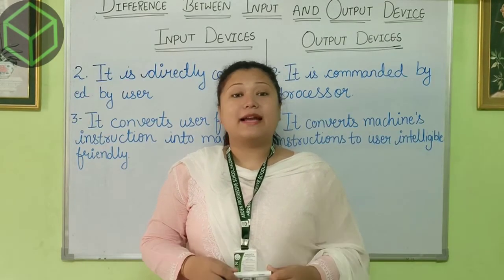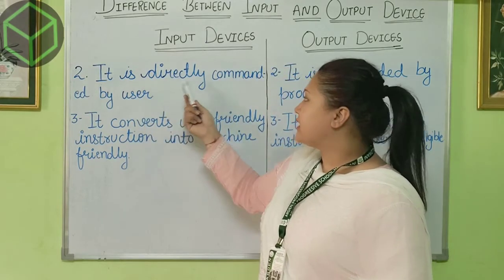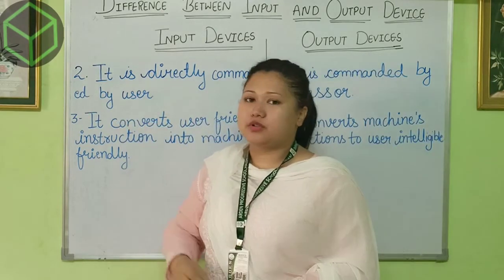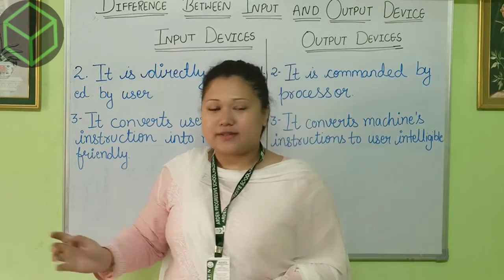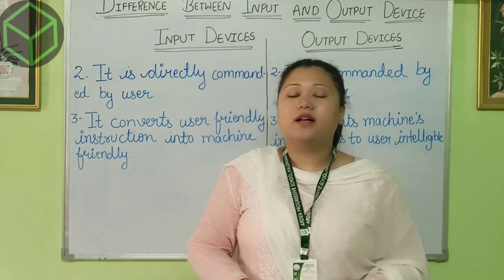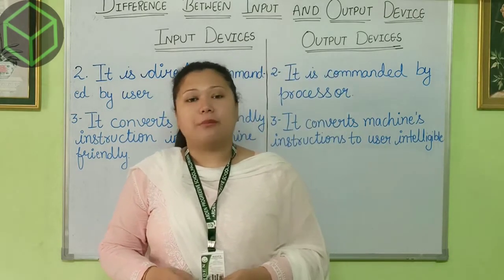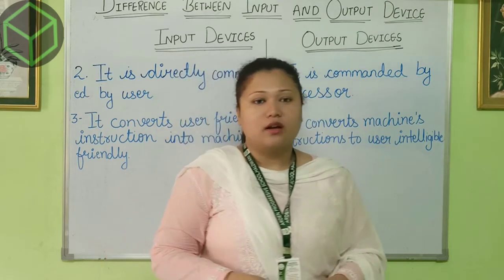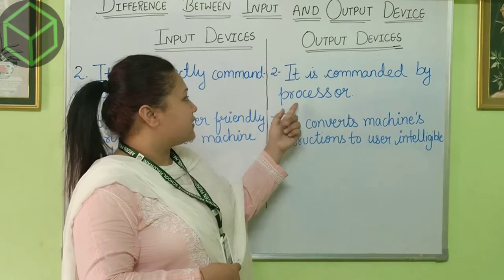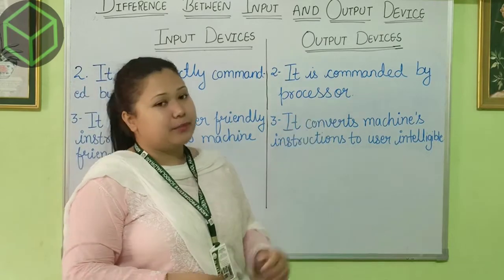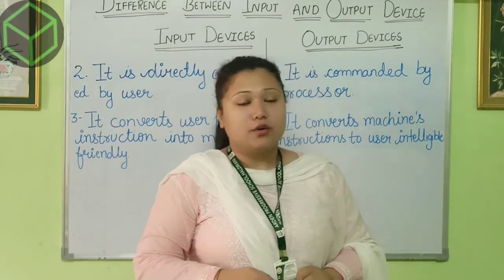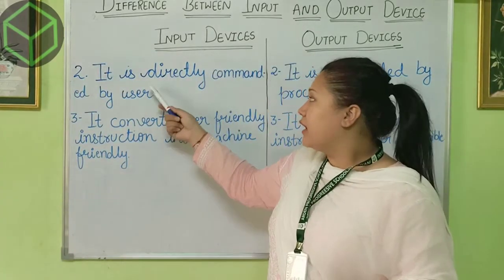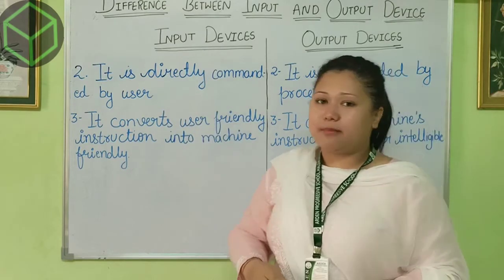Now the second difference is that an input device is directly commanded by the user. As you have already seen, the user provides data or instructions to the computer system for processing. Now the second output difference is that an output device is commanded by the processor.